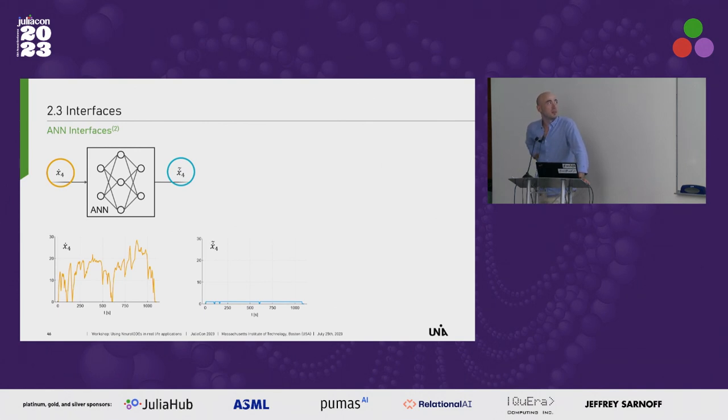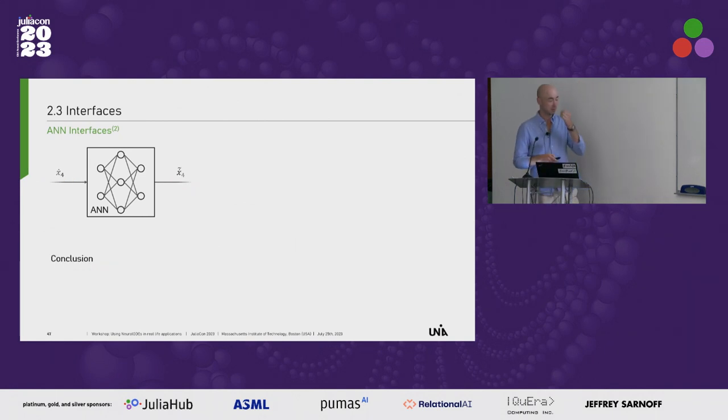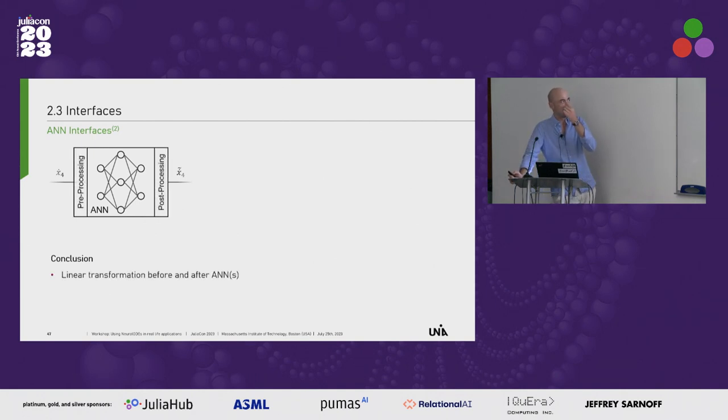Yeah. Okay, I see there are many new things popping up. For now, the way we are doing it is we just have a linear transformation before and after the artificial neural network. So we add basically something like a shifting and scaling operation before and after the ANN. We have different operation modes. The FMIFlux default is to shift and scale values so that we have a data mean of 0 and a standard deviation of 1 if we're using the hyperbolic tangent activation function here.